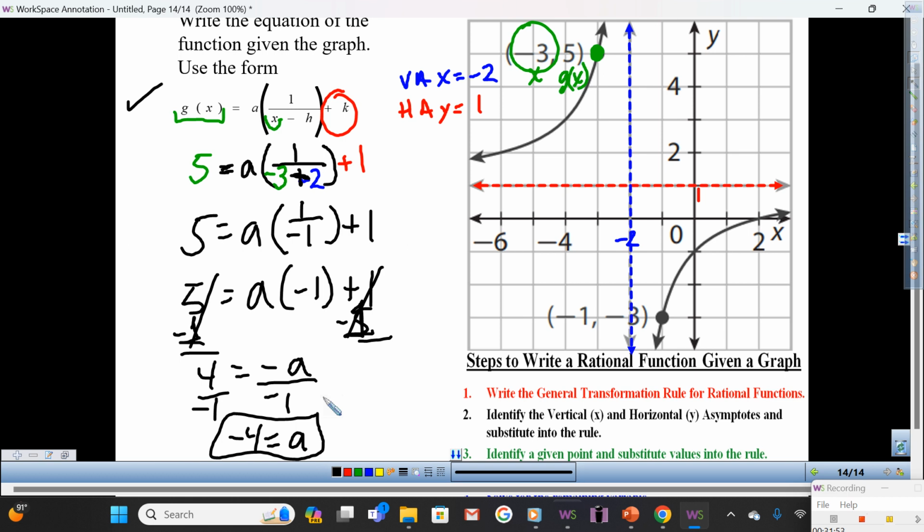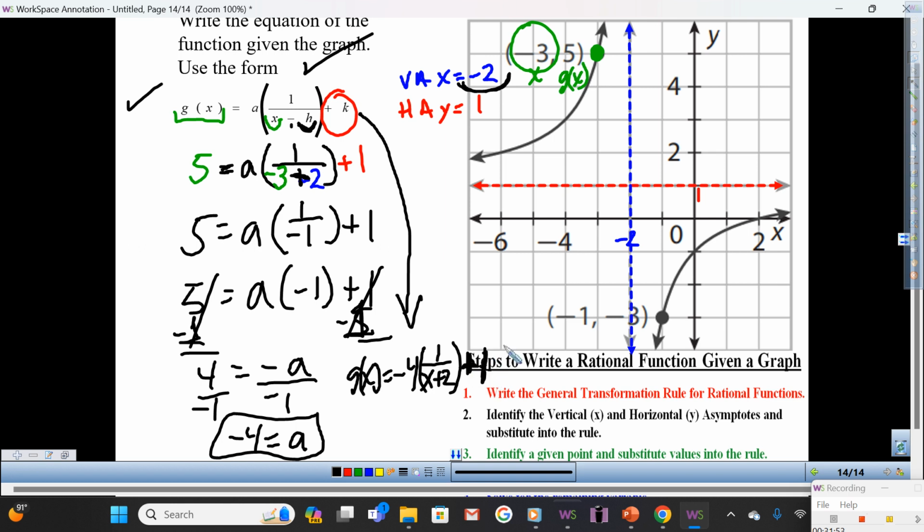So, what do we do now to write our form, but now with all the values that we need? Well, we bring this down, and I start g of x equals a. What is a? Negative 4, parentheses, 1 over x. What was h? Negative 2. So what is negative 2 times a negative? Positive 2. And at the end, plus 1. And that's how you write your equation.